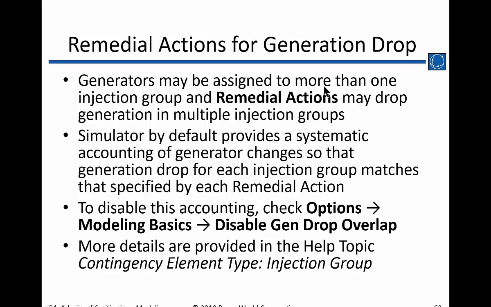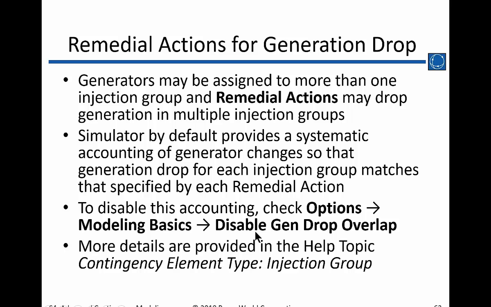So in the generation drop, it uses an injection group. As I mentioned, when we looked at the 2 different stages where we were dropping 500 and then dropping 500 more for a total of 1,000, even though those were in different remedial actions, Simulator was able to do the accounting to allow no more than 1,000.